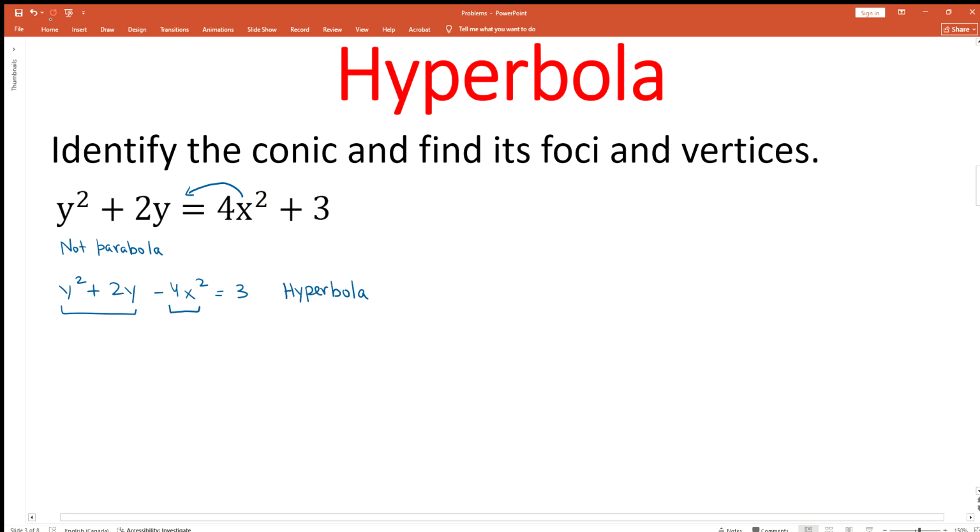For y terms, we have to use complete the square. The coefficient of y square is 1, so we do not need to do any common factoring. The coefficient of the y term is 2. We divide 2 by 2, which is equal to 1. So we should add and subtract 1 square to the y terms. So I get y square plus 2y plus 1 square minus 1 square. For the x term, we can write x square as x minus 0 square.